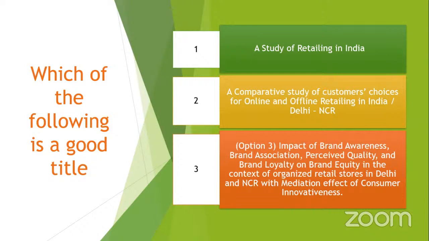PQ. I can simply write impact of Aaker's brand equity dimensions on brand equity or brand loyalty in the context of Delhi NCR. And mediation effect I can discuss later in the scope of the study. So the suggestion is to keep your title within 14 to 20 words. That is the best strategy.